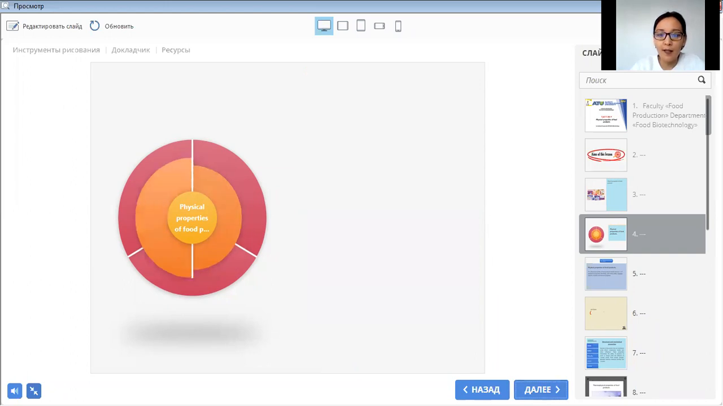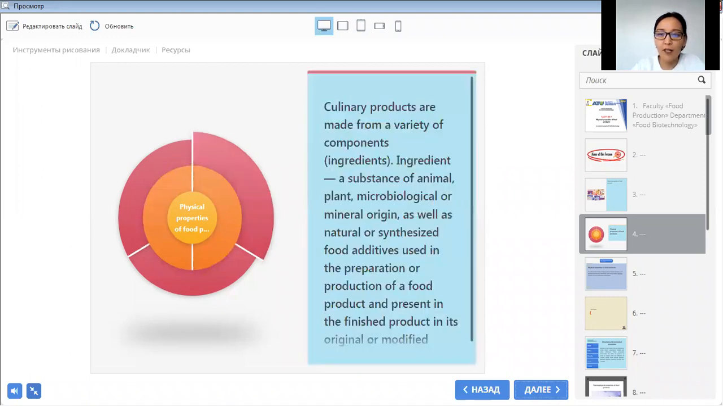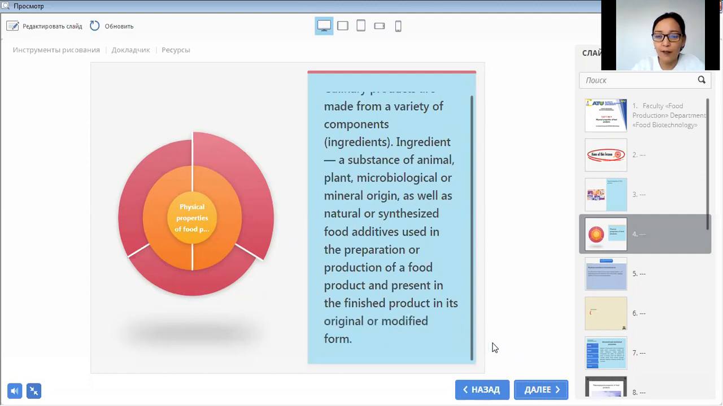And in some cases, the term technological properties is used to determine the functional properties of the product. Culinary products are made from a variety of components or ingredients. An ingredient is a substance of animal, plant, microbiological, or mineral origin, as well as natural or synthesized food additives used in the preparation or production of a food product and present in a finished product in its original or modified form.